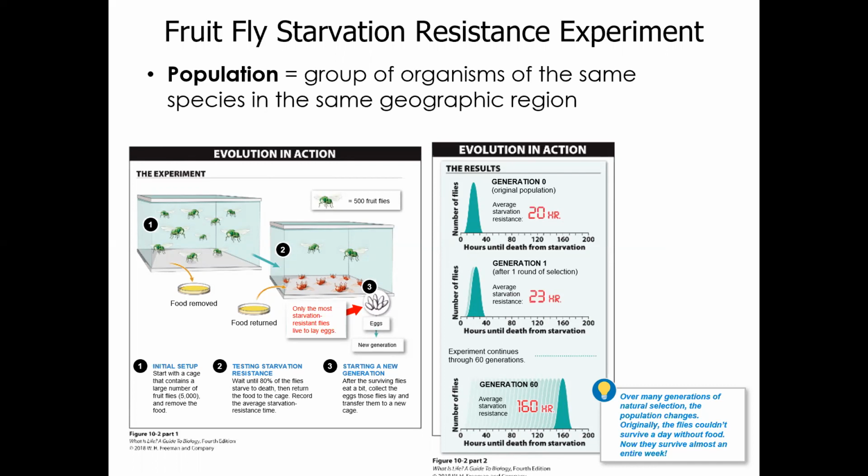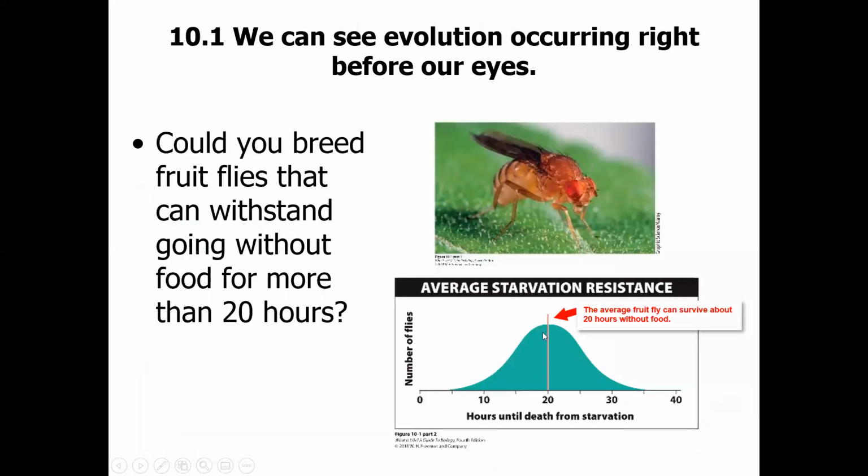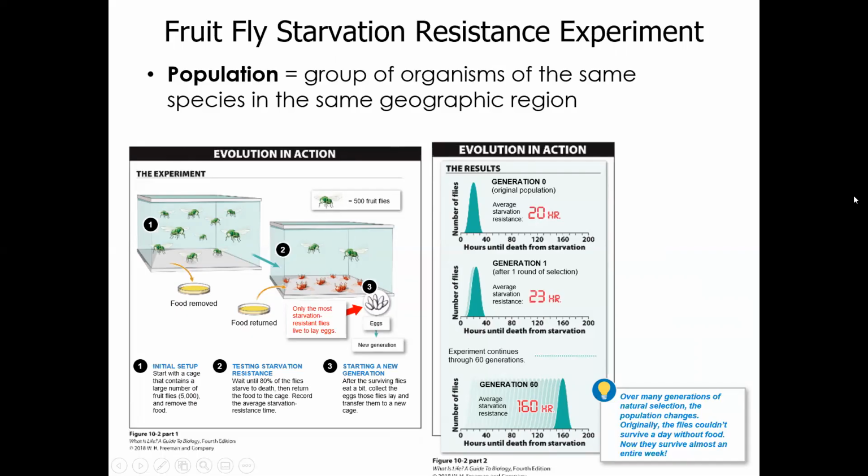So what we see when they do this is, if you look at this box on the right-hand side, it says evolution in action. We have a graph for generation 0, that's the initial population, with the number of flies on the y-axis and the hours until death from starvation on the x-axis. Our initial population on the previous slide was 20 hours. That's the same graph we see up here, just on a larger scale going to 200 hours. So the initial population only survived for 20 hours on average.